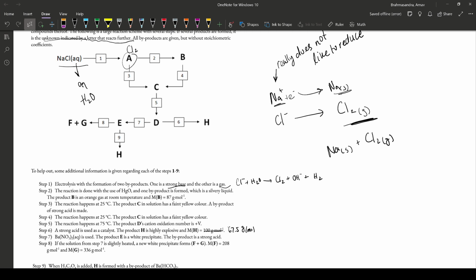This reaction is done with the use of mercury oxide, HgO, and one byproduct is formed, which is a silvery liquid. Okay, so there's lots of information here. The product B is an orange gas at room temperature, and the molar mass is 87 grams per mole.